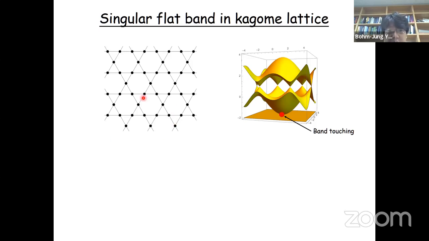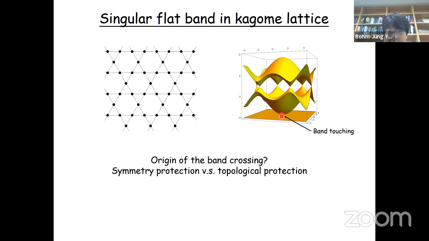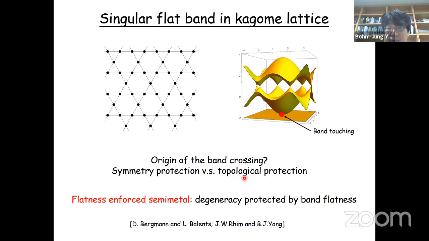So again, in the Kagome lattice, if we consider the nearest neighbor hopping, we get this band structure with a flat band. And here the flat band is touching the parabolic band at a single point. These days, whenever we see such a band degeneracy, we always ask its origin. What protects this degeneracy? Is it protected by symmetry or by some topological origin? But interestingly, here this band degeneracy has nothing to do with any of this. Actually, this band degeneracy is protected by the fact that we have a flat band. In that sense, this kind of band structure can be considered as a flatness-inverse semi-metal. So let me explain what this means in more detail.